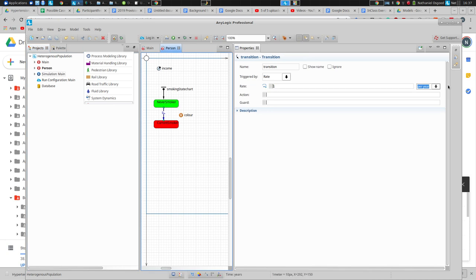Now let's make it a rate of 1.0 divided by 10.0. This would mean an average of how long before they become a smoker? 10 years, ladies and gentlemen. Because it turns out for an exponential distribution, a rate is associated with a hazard rate. And if it's fixed, that means an exponential distribution associated with residence time.